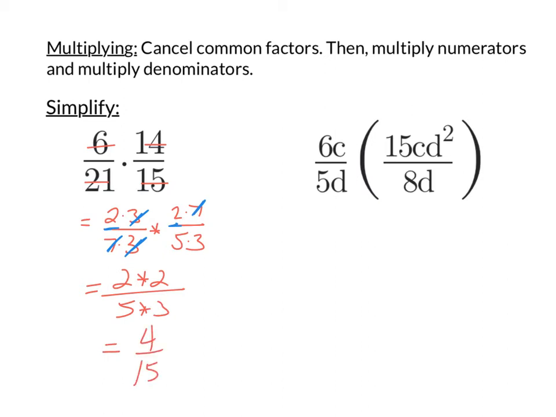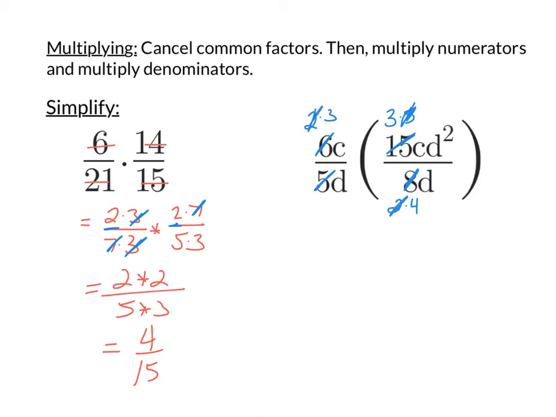We want to take that same idea over to a rational expression like 6c over 5d times 15cd squared over 8d, and look for things to cancel. For instance, I know that 5 is one of the factors of 15. So 15 being 3 times 5, the 5 is going to cancel. Also, as far as numbers go, 6 and 8 share a common factor. 8 is 2 times 4, and 6 is 2 times 3. So it's the 2's that are going to cancel.